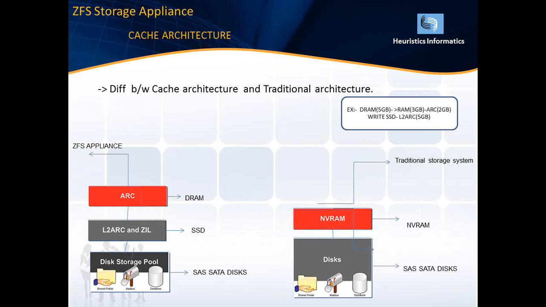Whenever a user is performing a read operation, it will check whether the object is available in the ARC. If it is not available, it will go for the L2 ARC. If the object is not available in the L2 ARC, it goes to the normal storage pool, fetches the object and returns it to the user. So this is how the architecture works within the ZFS.